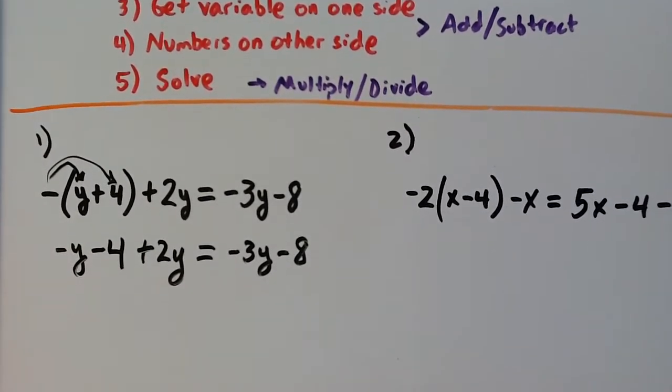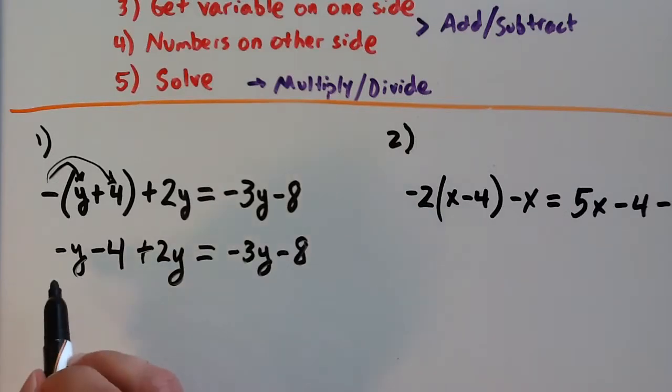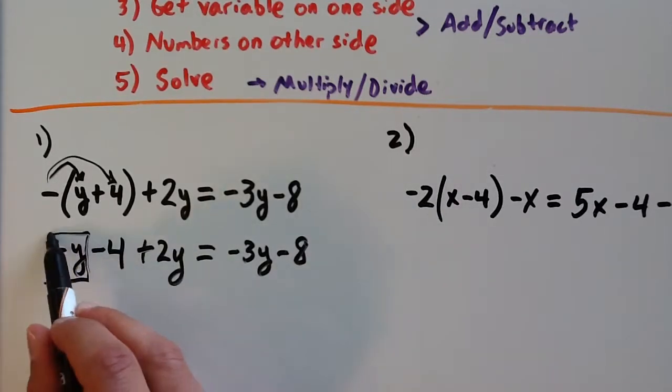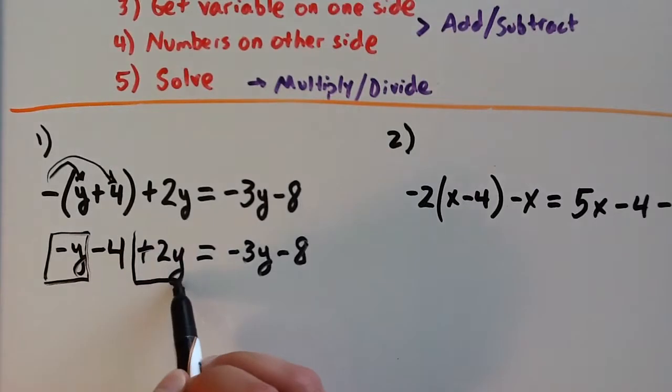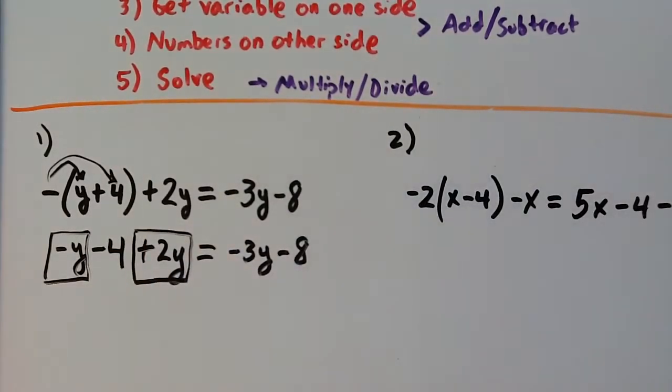Step 2, combine like terms. Let's look on the left side. I have y terms, right? This negative y and this positive 2y. Those are like terms. I'm going to put them in the same shape to show they're like terms. Notice how I put the sign in front of the term inside this shape because the sign in front of the term goes with the term, right? It tells you whether it's positive or negative.